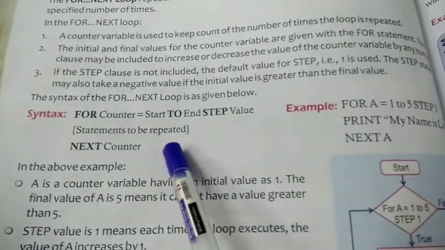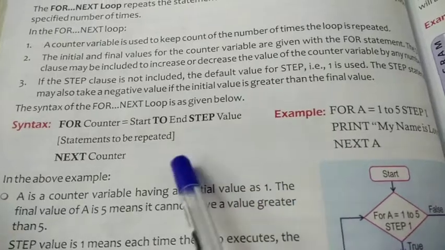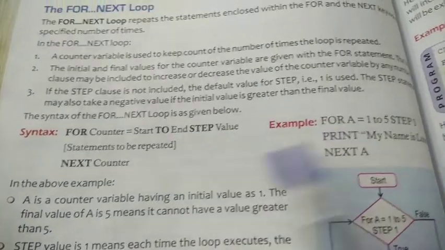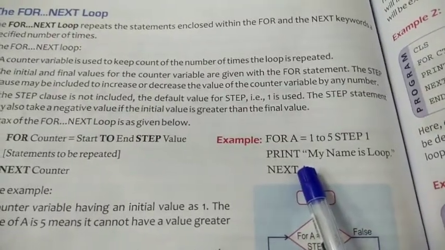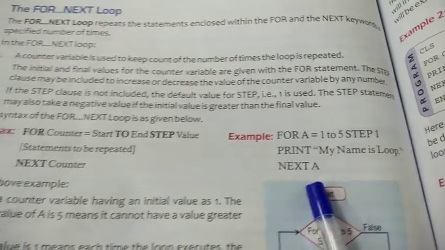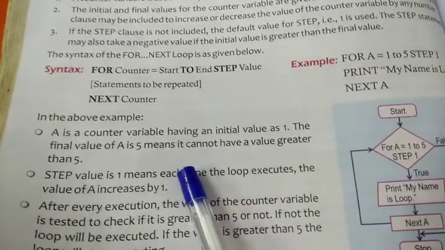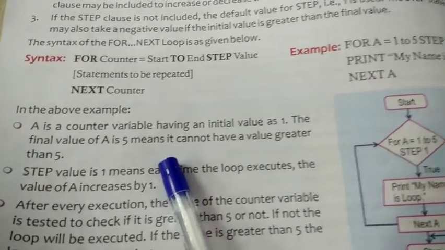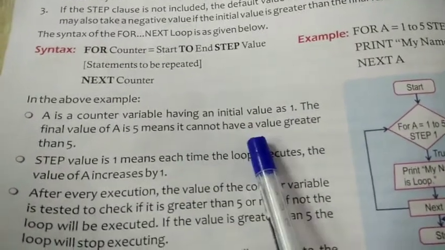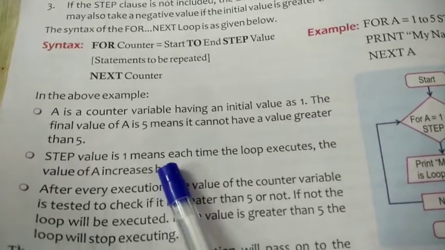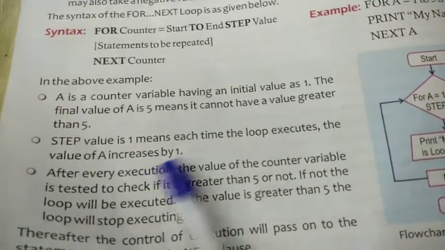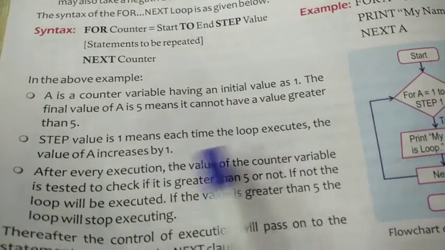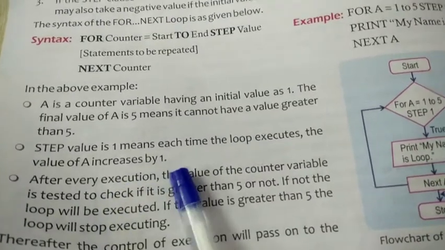The syntax is: FOR counter = start TO end STEP value, statements to be repeated, NEXT counter. For example, FOR A = 1 TO 5 STEP 1, PRINT my name, NEXT A. So students, in the above example, A is the counter variable and has an initial value of 1. The final value of A is 5, which means it cannot have a value greater than 5. The step value is 1, which means each time the loop executes, the value of A increases by 1.